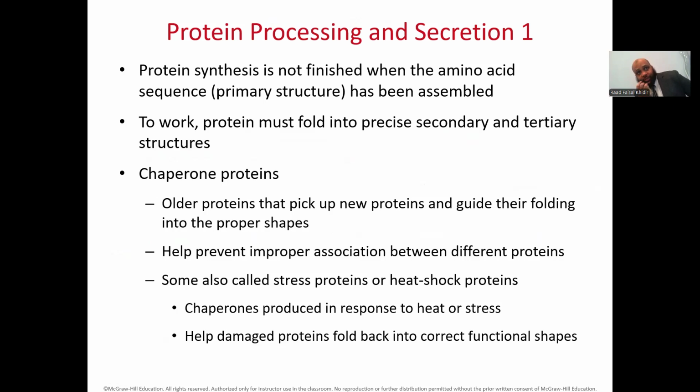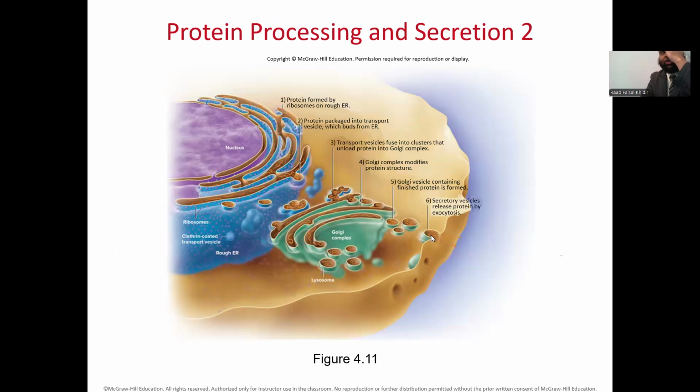There are chaperone proteins. The chaperone proteins pick up new proteins and guide their folding into the proper shape. They help prevent improper association between different proteins. Some are also called stress proteins or heat shock proteins. They help damaged proteins fold back into the correct functional shape.